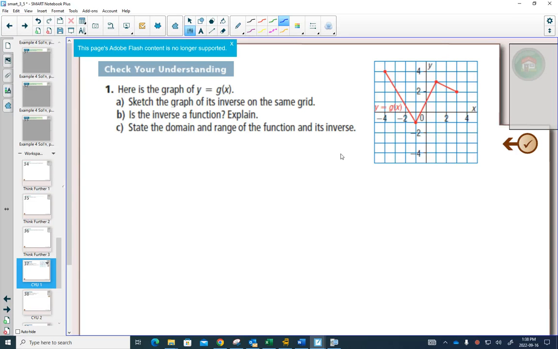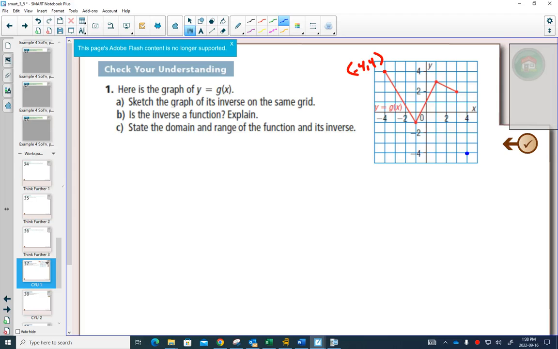All right, first example, they give us the graph of g of x. Sketch the graph of its inverse on the same grid. So what we can do is we can take our first point right here, which is at negative 4, comma 4. The x coordinate is negative 4. The y coordinate is positive 4. We switch them and make our x coordinate positive 4 and our y coordinate negative 4.